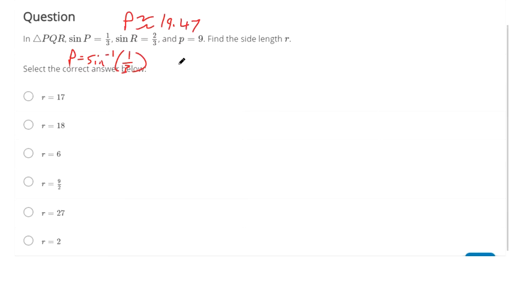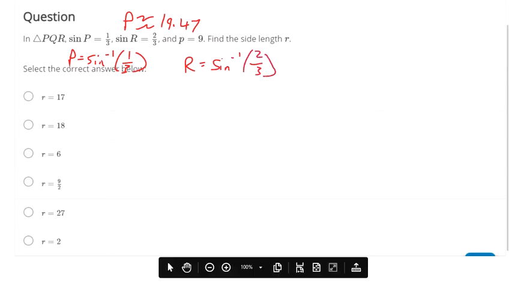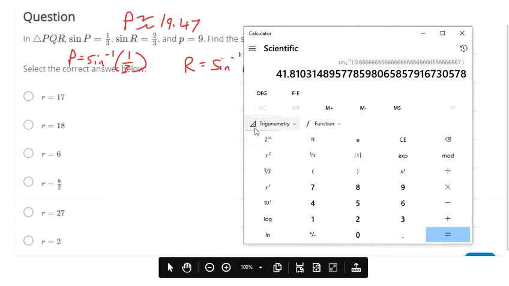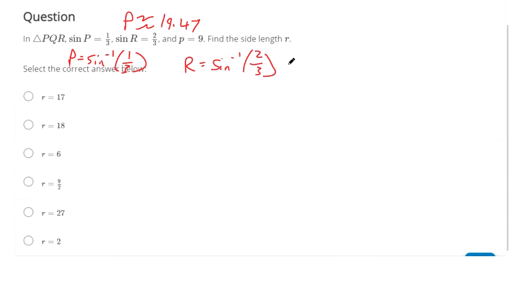If we want to get R by itself, we need to use inverse sine of both sides. So if we do 2 divided by 3, and then use inverse sine, that's 41.81 degrees. So R is 41.81 degrees roughly. And so we could find out what angle Q is because they all have to add up to be 180. And let's draw it.